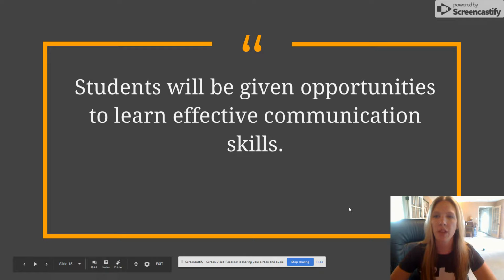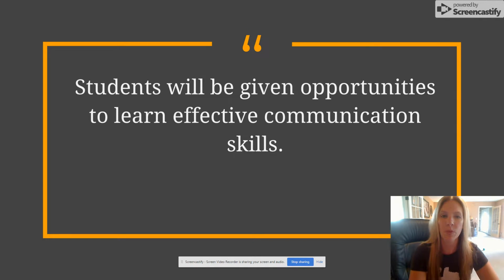So in this one, students will be given opportunities to learn effective communication skills. What's wrong in this particular learning objective is the phrase "given opportunities to learn." One, I don't think you're trying to measure yourself on giving students opportunities. That's not really what you're trying to see if they know. You're trying to look at effective communication skills, but what do you want them to do with those skills? How do they demonstrate that? Learn is not a measurable verb, so that one's not going to work.